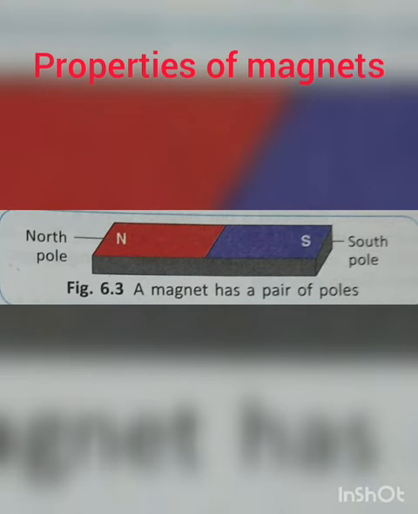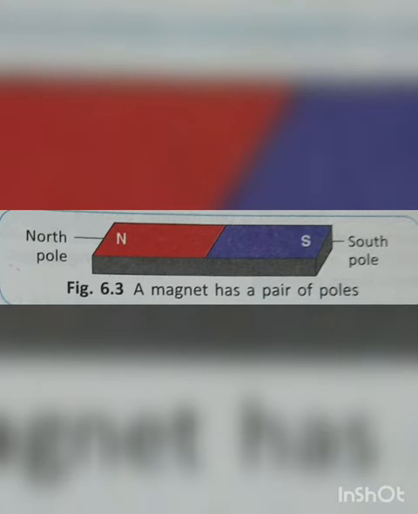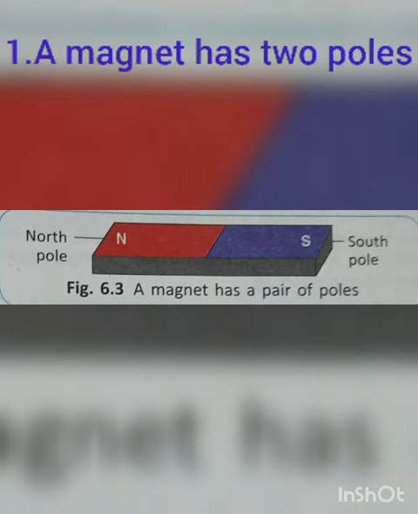The first property of a magnet is that a magnet has two poles. Each magnet has two poles, that is south and north poles. These poles are located at the two ends of the magnet, and almost all the power of the magnet is concentrated at these poles. So what is the first property of magnets? A magnet has two poles.